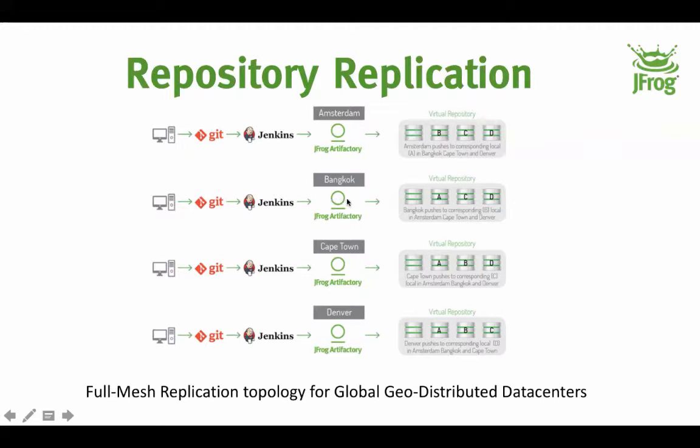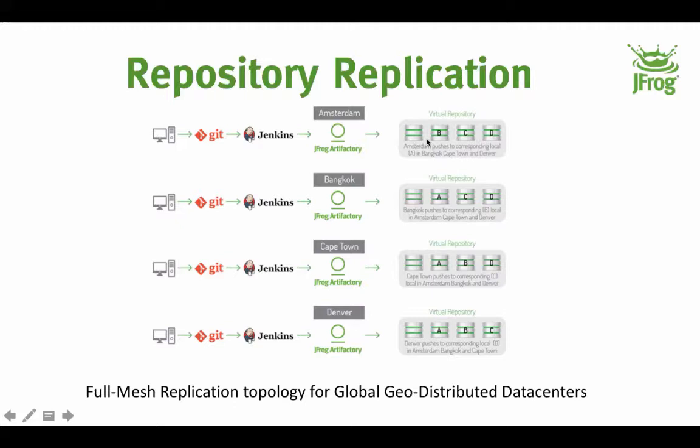In the second data center, you will have a similar setup. You will have a repository for your own site, so that's Bangkok, and then you'll have 3 repositories for each other data center, so A, C, and D. Similarly with Cape Town and Denver. So as you can see, at the end of the day, we'll have A, B, C, and D repositories on each site.